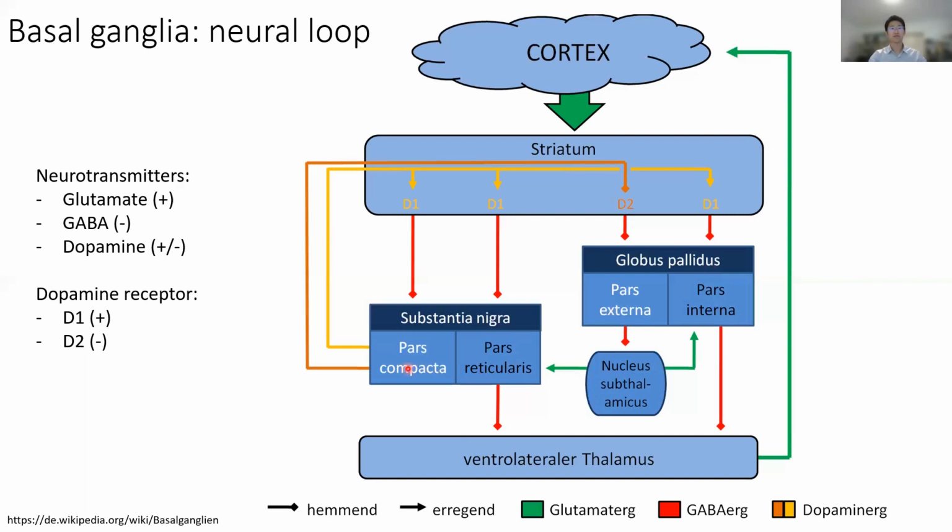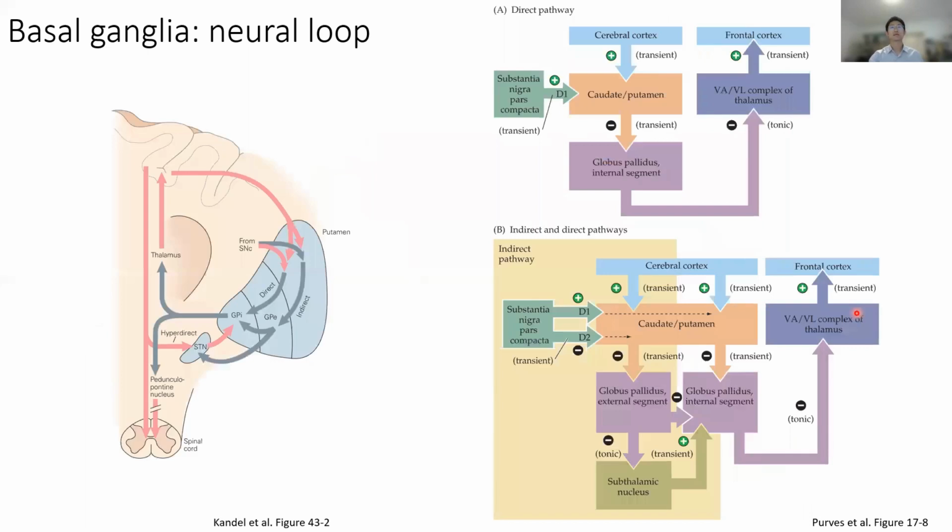Here I also want to mention that this part of substantia nigra, the task of this structure is producing dopamine. And if this part has a problem, it will cause a disease called Parkinson's disease. We will see it later. And this is important to know about this. Okay, so let's continue with the direct and indirect pathway in the next slide.